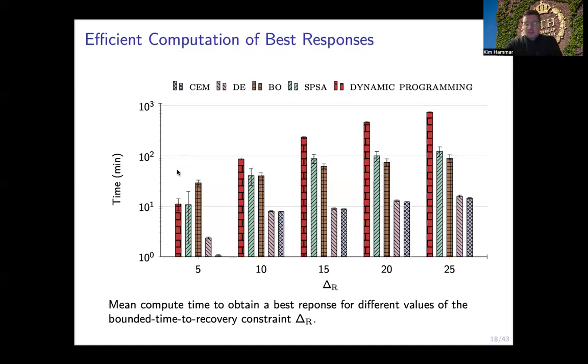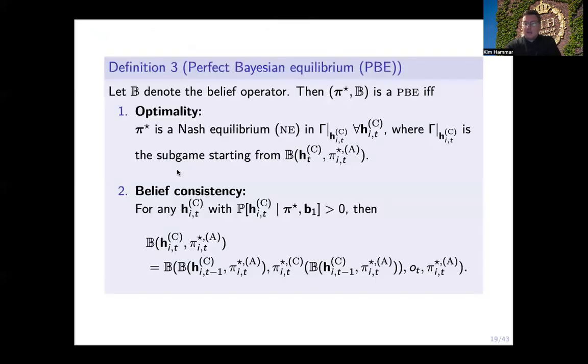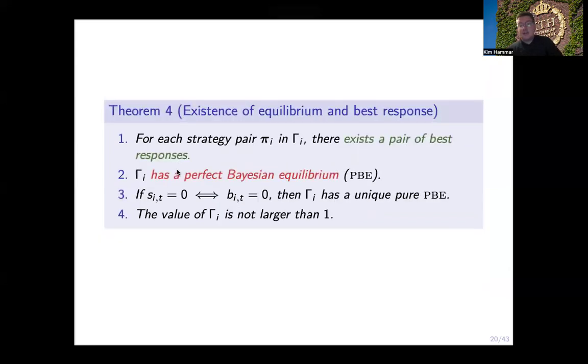So that gives us a best response, but let us now also consider the equilibrium analysis. The equilibrium that we consider for this game is the perfect Bayesian equilibrium, which puts 2 restrictions on equilibrium behavior. Firstly, the strategies have to form a Nash equilibrium in every subgame. And secondly, the beliefs of the players have to be updated in accordance with Bayes' rule, and they have to be consistent with the observations from the game. And we show in our paper that our game has such an equilibrium.